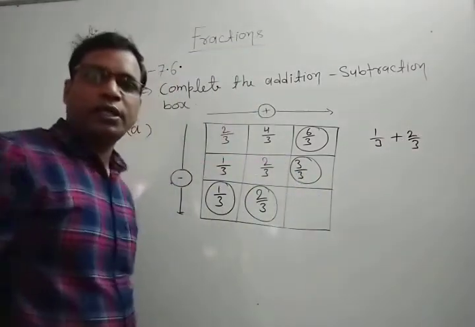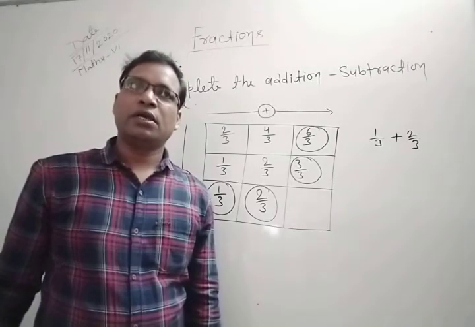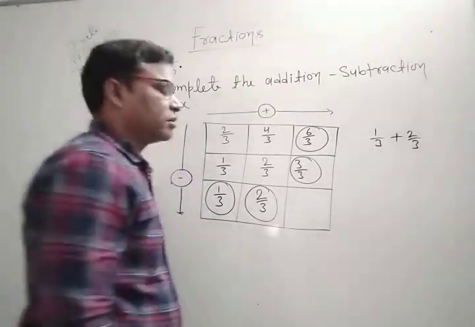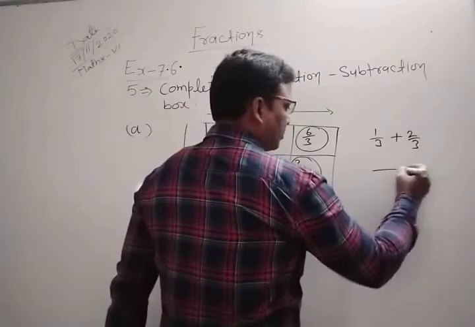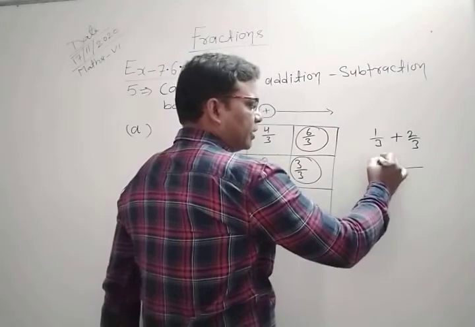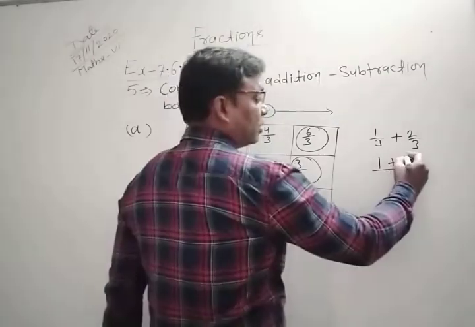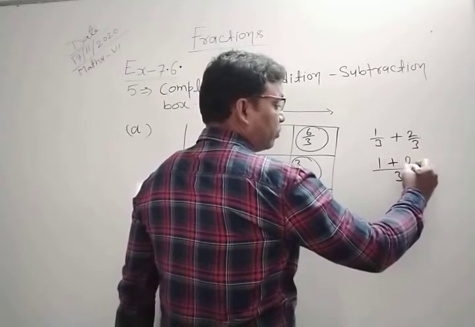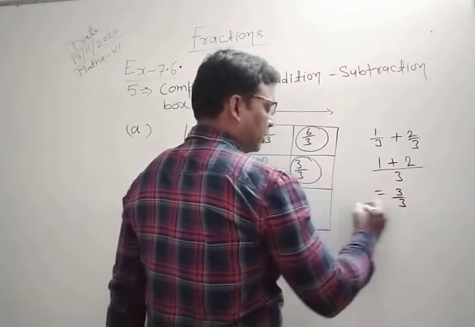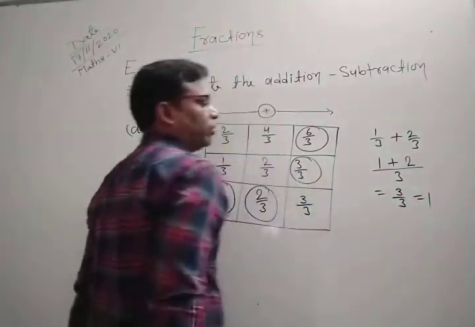1 by 3 and 2 by 3 both are like terms. All of you know, in the case of like terms, we add or subtract only the numerators of the fractions. So here we write 3, the denominator of both fractions, and this is a case of addition, so we add only their numerators. The numerators are 1 and 2. So 1 plus 2 is equal to 3. So you can write here 3 by 3. 3 by 3 is equal to 1.